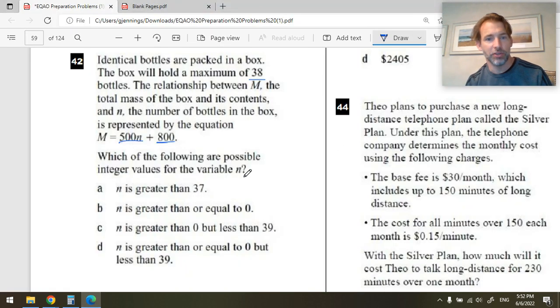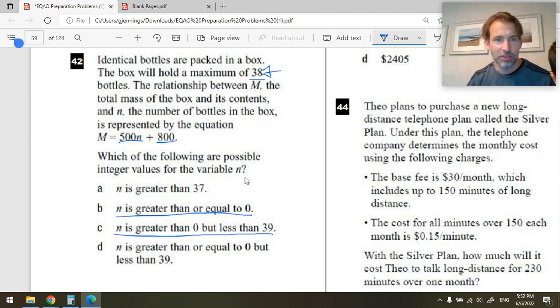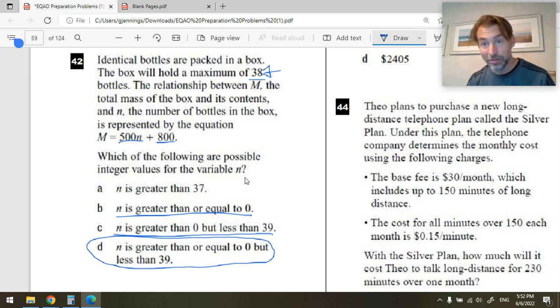Which are the possible integer values for variable N? N is greater than 39? Well, that's possible. I mean, it could be exactly 38, but that's it. What else? N is greater than or equal to 0. Yeah, that's true. But N is greater than 0 but less than 39. N is greater than or equal to 0 but less than 39. This one here, D. Okay, we could put 0 bottles in the box. We can't put a negative number of bottles in the box. So we clearly have 0 or more, greater than or equal to 0. But it has to be less than 39 because 38 is the maximum.